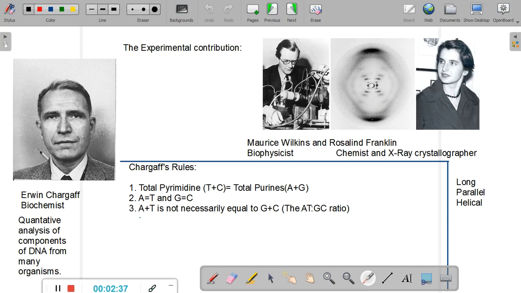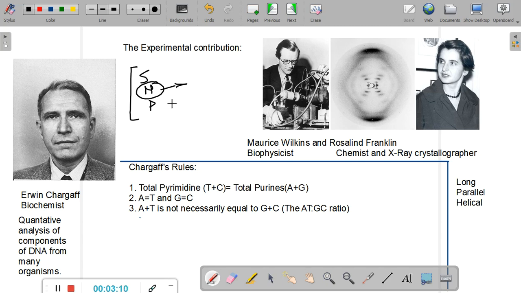First of all, let us look at Erwin Chargaff and his contribution. Chargaff was a biochemist, and he started analyzing DNA for its components, a quantitative analysis. If you remember the components of DNA, we've got the sugar, which is deoxyribose, the nitrogenous bases, and the phosphates. These are the three major components. He was more interested in the nitrogenous bases, so he started quantitative analysis of these bases.